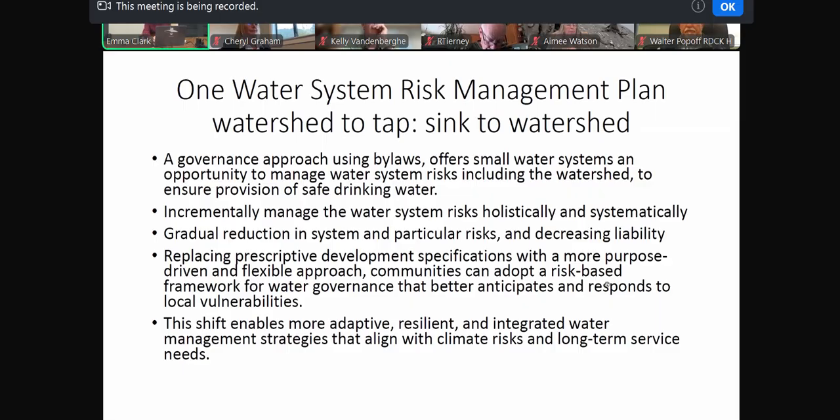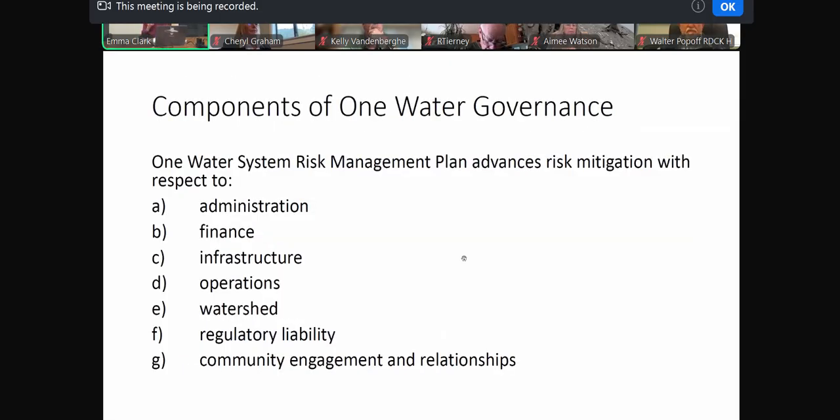So the next slide, just the key components of what I'm talking about, are the basic things that you would think of that are involved in governance: your administration, your finance, including your assets and your asset management, your infrastructure and your operations, your watershed, your regulatory liability, and community engagement and relationship. And that last one is probably the key one around managing all of your risks, getting everybody on side and understanding what's going on.